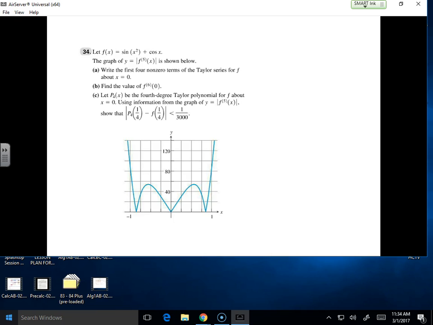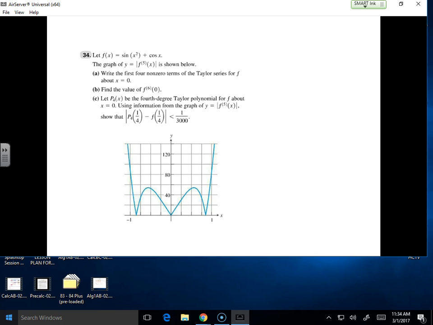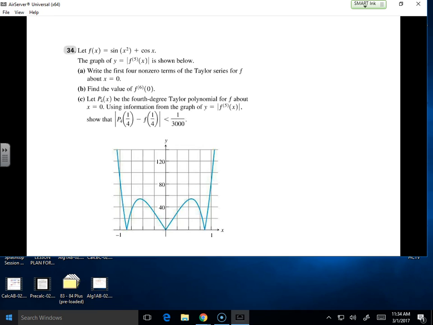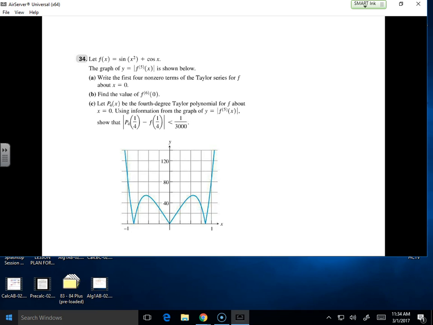F of x equals sine of x squared plus cosine of x. The graph of the fifth derivative is shown below. This might be a non-calculator problem. Find the first four non-zero terms in the Taylor series for f about x equals 0, which means we can use our special Maclaurin series. Okay, how are we going to find the first four non-zero terms? Can you do them separately and add them together?